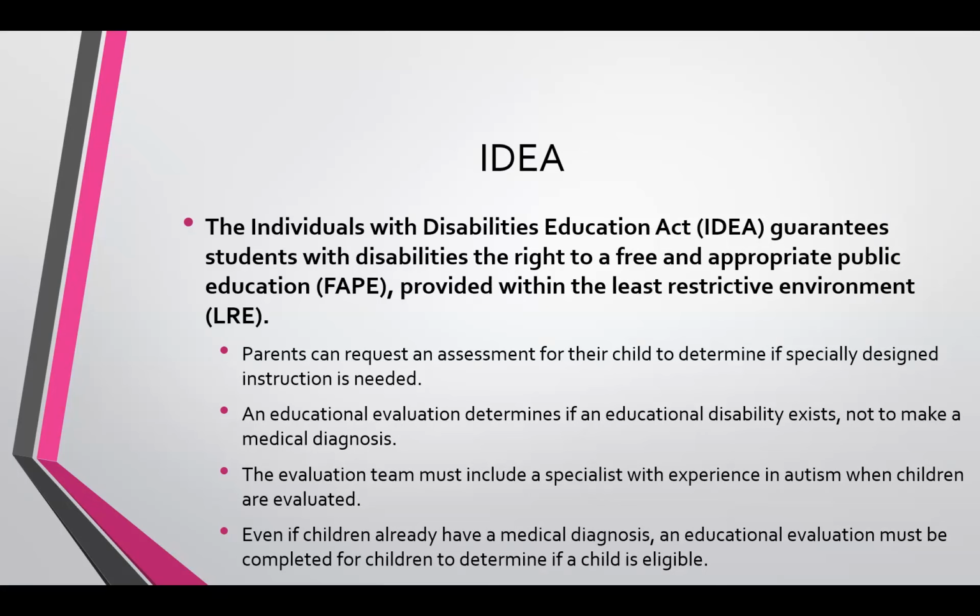The evaluation team includes a specialist who has experience with autism. Whenever kids are evaluated, there has to be a specialist that knows a little bit about autism. And importantly, even if kids already have a medical diagnosis, so someone's, for instance, come to see me and I've diagnosed autism spectrum disorder, an educational evaluation still must be completed to determine if the child is eligible for special education programming. That's a separate process.